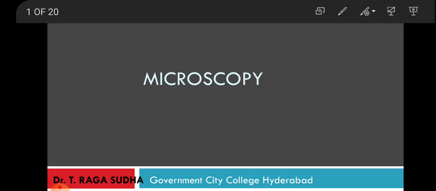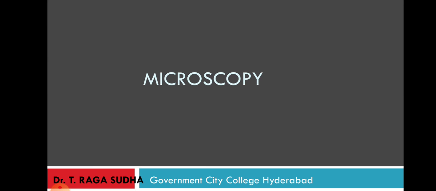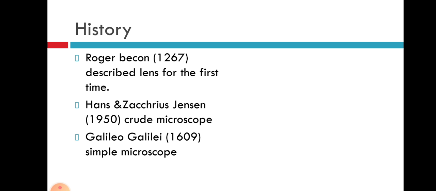The fascinating world of microorganisms would have remained unknown had the microscope not been invented. Roger Bacon in 1267 described a lens for the first time. However, his observations were not pursued immediately.